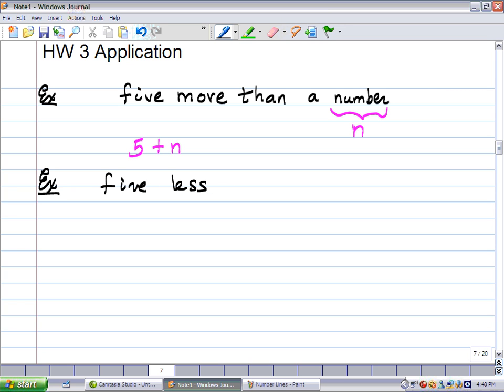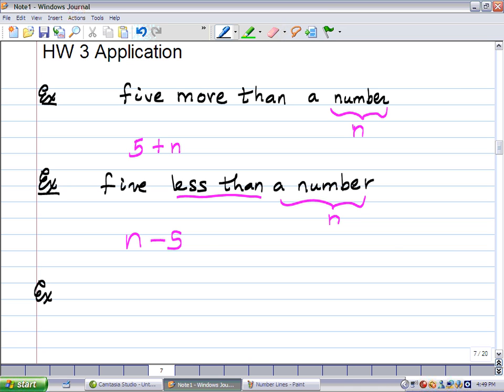5 less than a number. Now think about when you do less than. If you have $50 and I have 5 less than you, I don't do 5 minus 50, I do 50 minus 5. So whenever you see less than, you're going to have to reverse this. So if the number is N, 5 less than N, it's going to be N minus 5. So you need to do it in the other direction.